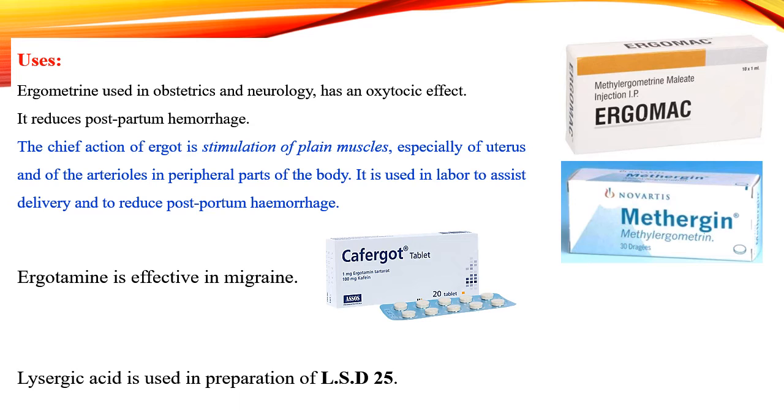The main action of ergot is due to stimulation of plain muscle, especially uterine muscle and arteriole muscle in the peripheral part of the body. It is used to induce labor, assist delivery, and reduce postpartum hemorrhage. In addition to ergometrine, the ergotamine alkaloid is effective in the treatment of migraine. Also, there are several preparations containing ergotamine.